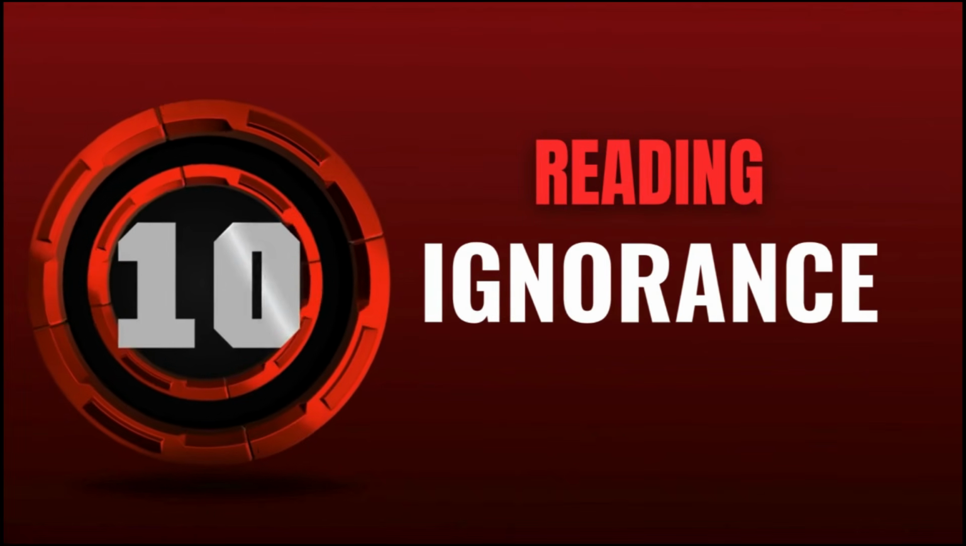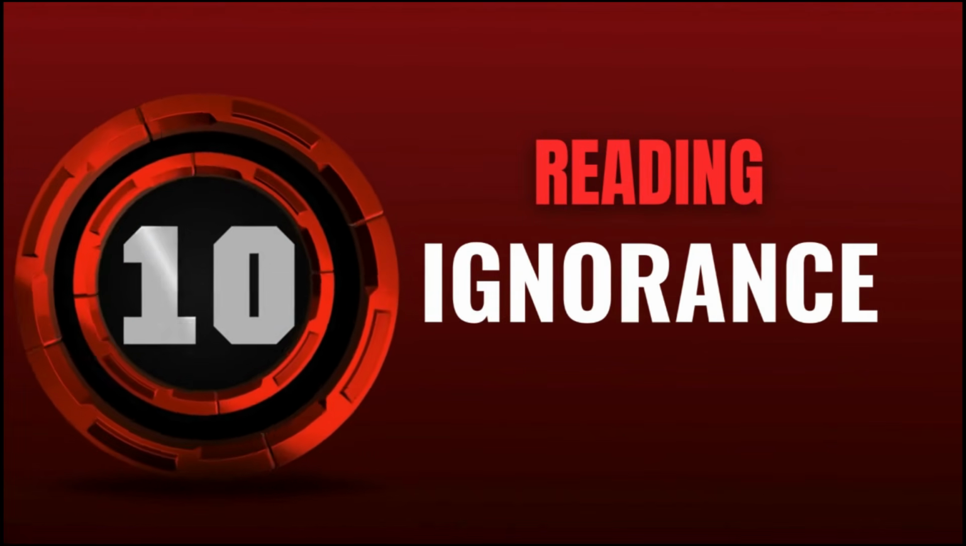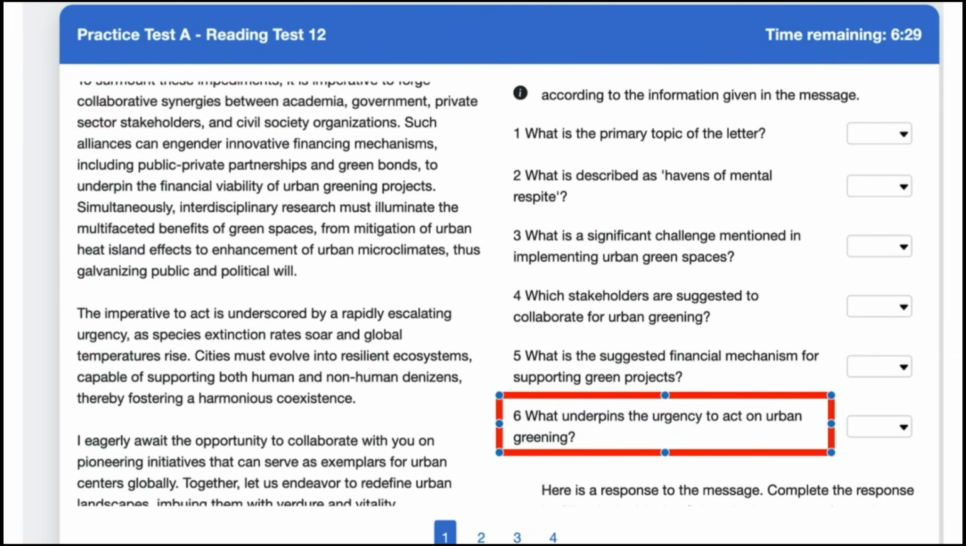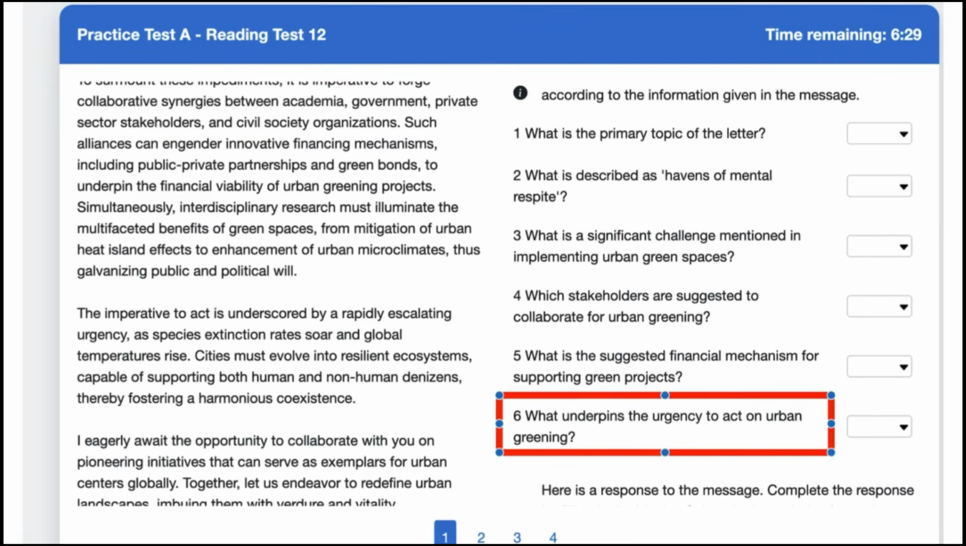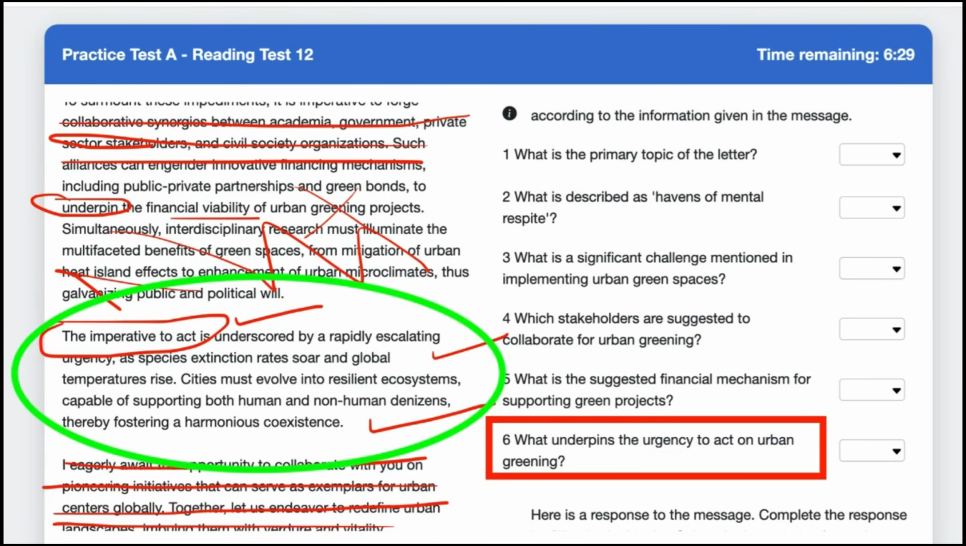And guys, we're now here at our 10th tip, which is about ignoring a lot of things. As you know, ignorance is bliss. That really helps in reading. For example, have a look at this task here. Question number 6 says, what underpins the urgency to act on urban greening? Let's say I'm answering this question and I have my passage on the left-hand side. My focus should be on urgency. What is important? What is urgent right now? So what I need to do is ignore everything that you see here in red. Now you can see the first 3 lines, nothing about urgency, nothing about something that needs to be done right away. But I do see a word here that says underpin.